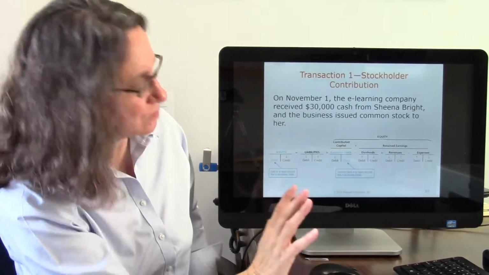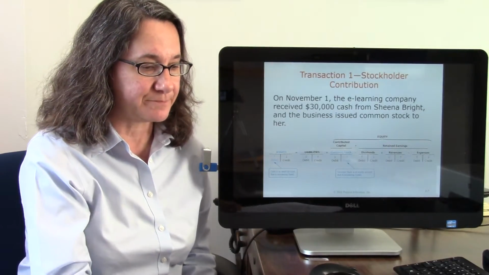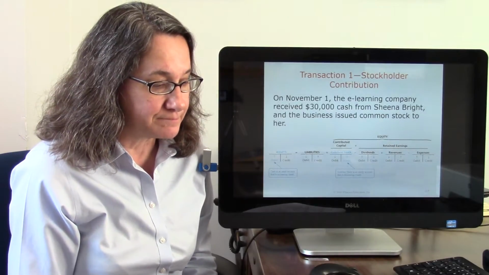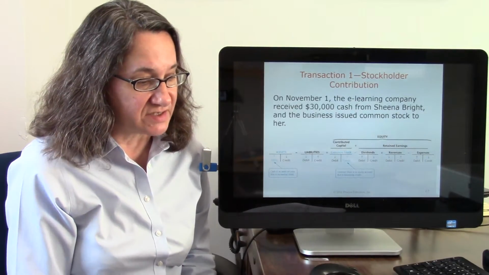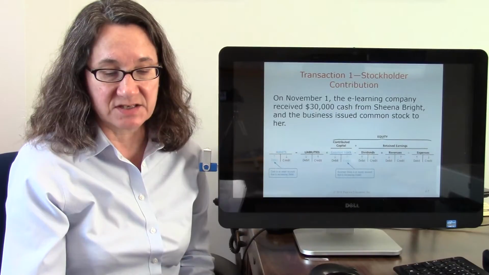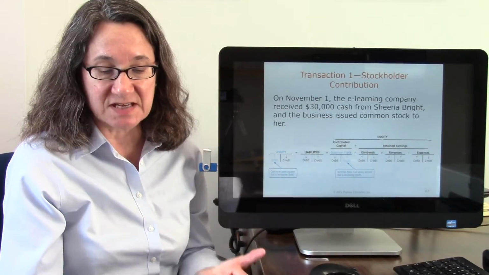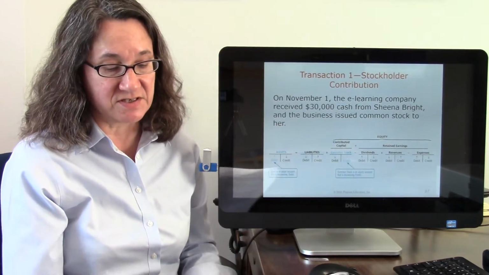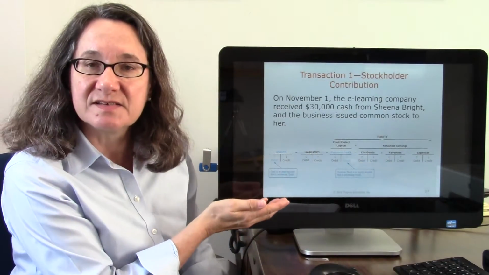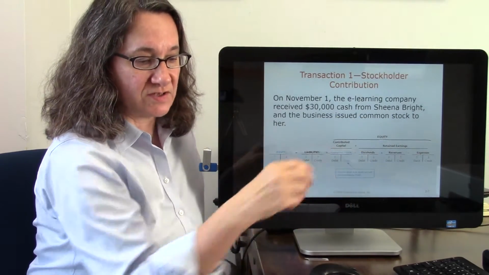So let's just actually do a transaction, and I think it'll be easier. Let's do some transactions and you'll see what I mean. This first transaction is in your book too. Transaction 1, Smart Touch Learning received cash from Sheena Bright in exchange for common stock of $30,000. Cash is increased with a debit and common stock is increased with a credit. The accounting equation is balanced as both sides of the accounting equation were increased by $30,000. We did this back in chapter 1, too. Cash increased, common stock increased, equation in balance.